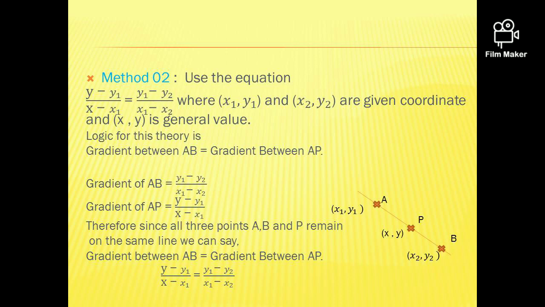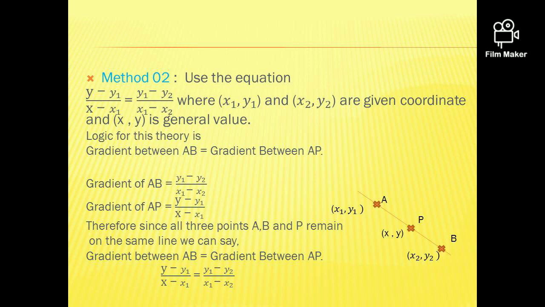Then we use the technique that the gradient of AB is equal to the gradient of AP, since all the three points remain on the same straight line. So you can see all 3 points on the same straight line. Therefore, the gradient between two consecutive points must be the same. That means the gradient of AB must be similar to the gradient of AP as well.